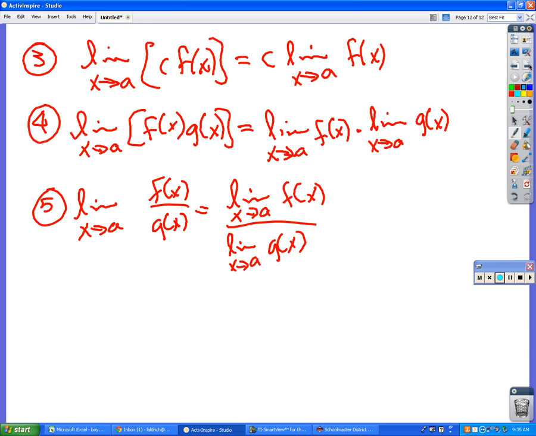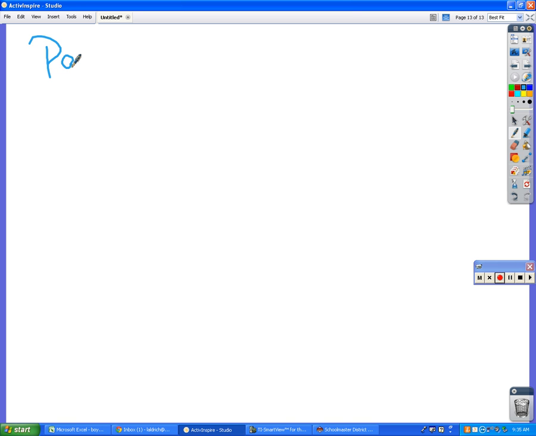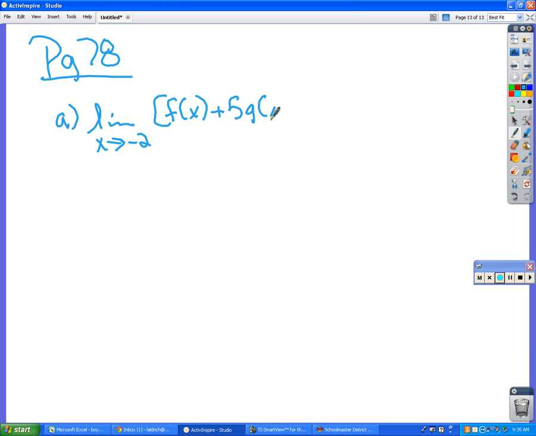Okay, so let's turn to page 78. And there's a fun little graph there. And let's use the graph and these exciting new rules to solve some limit problems. See the little graph? Come on, Chad. There. Okay, so on that graph, the red function is f, and the blue function is g. Okay? All right, so the limit as x approaches -2 of f of x plus 5 times g of x. In order to do this, you first figure out what is the limit as x approaches -2 of f of x.